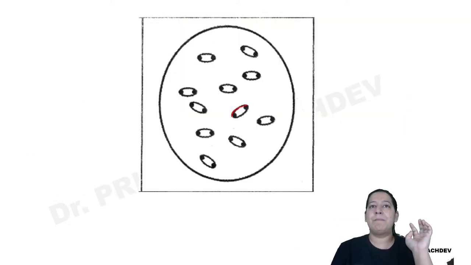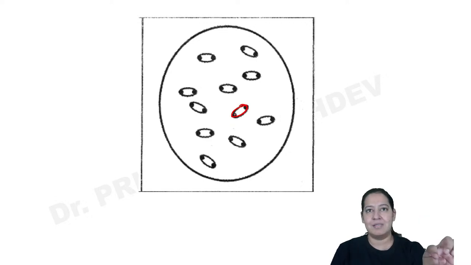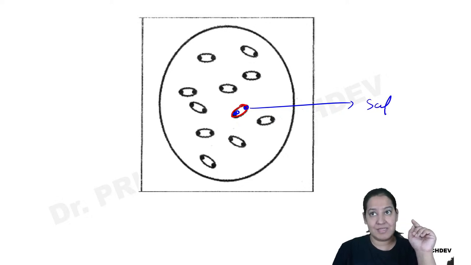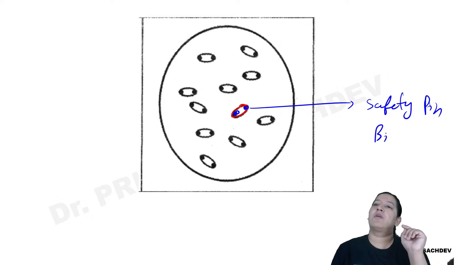See, so this is the bacteria and this is the stain. Can you see the stain is at the pole? So either say it's safety pin appearance, or say it is bipolar, one and the same thing.